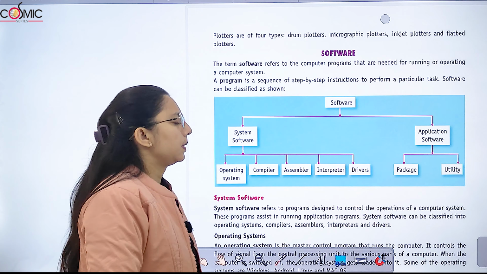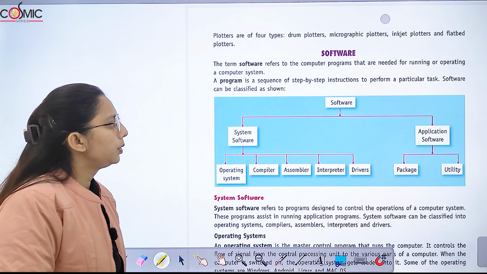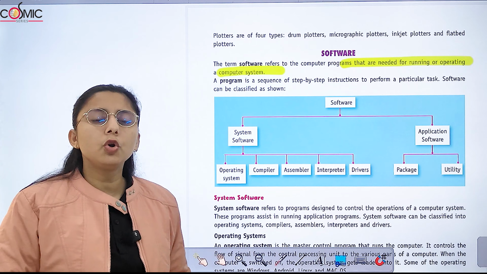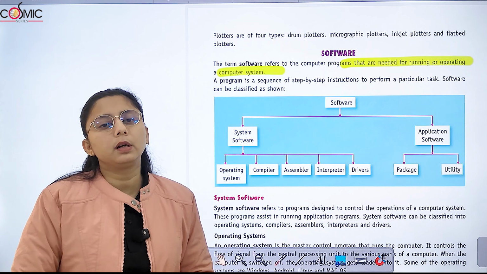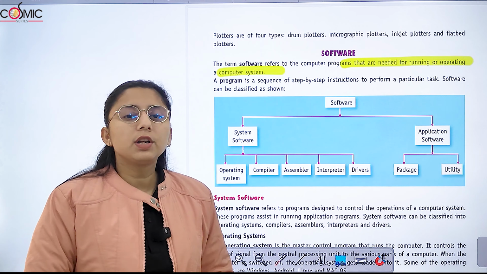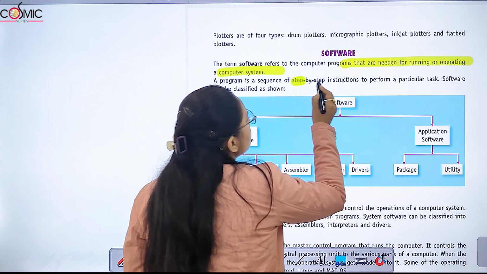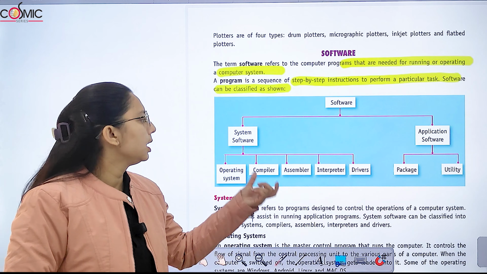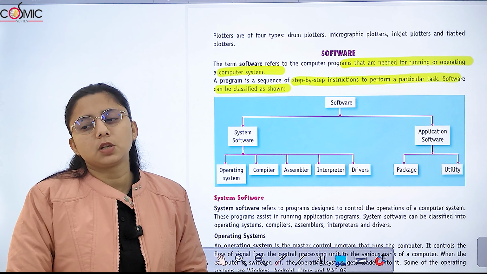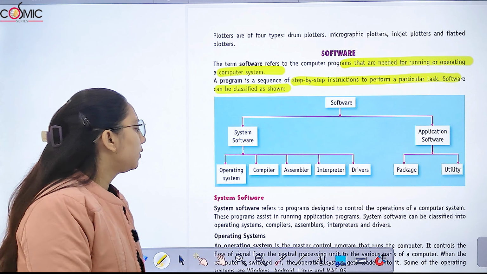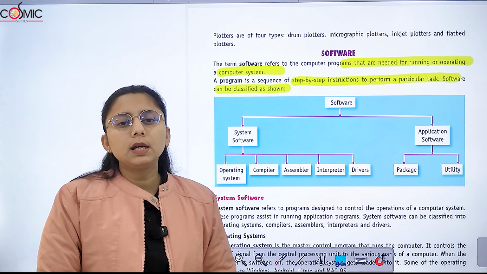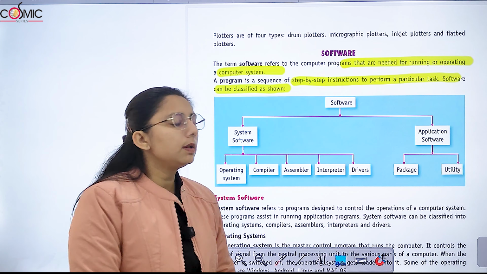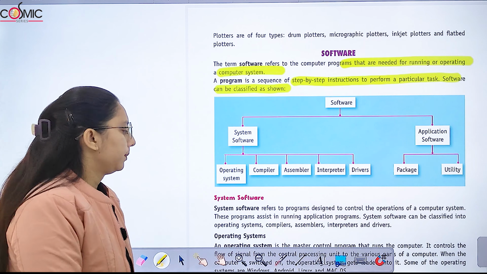Then we have software. Software refers to the computer programs that are needed for running or operating a computer system. जब आपको कोई भी computer program को run करना, operate करना, तो आप इसका use करते हैं. What is program? It is a step-by-step instruction to perform particular tasks, and it is classified into two parts: system software and application software. So in system software, we have operating system, compiler, assembler, interpreter and drivers. And if we talk about application software, we have package and utility, right?